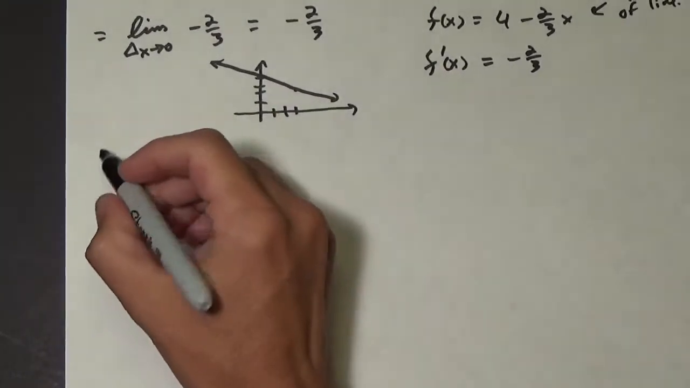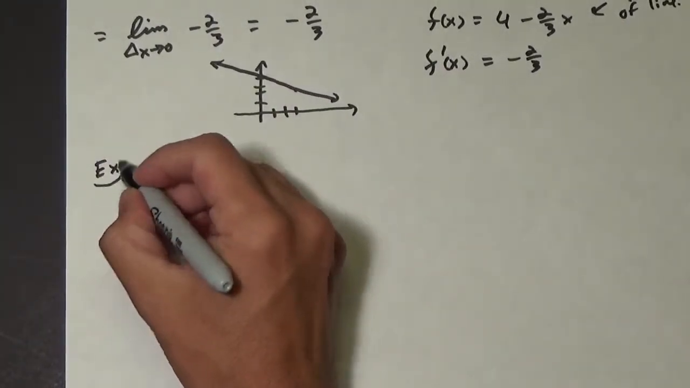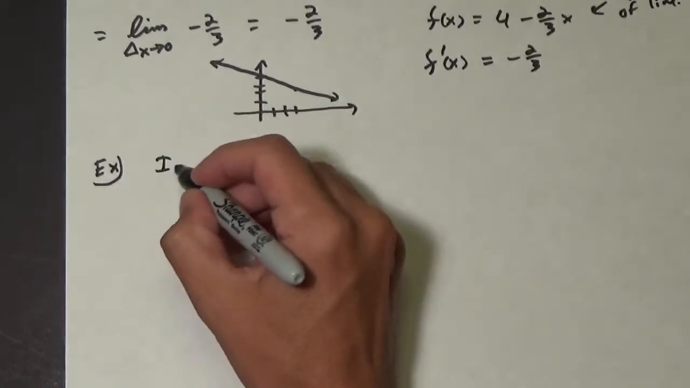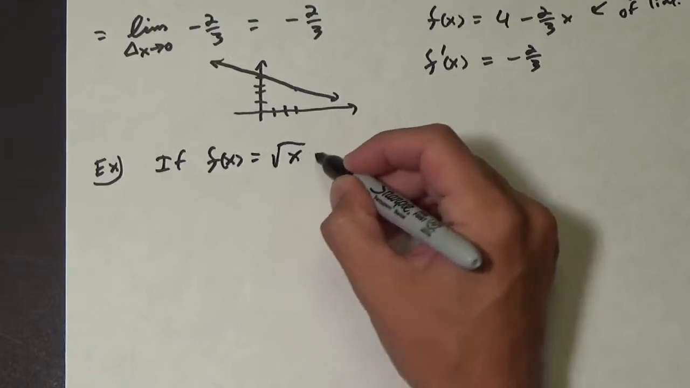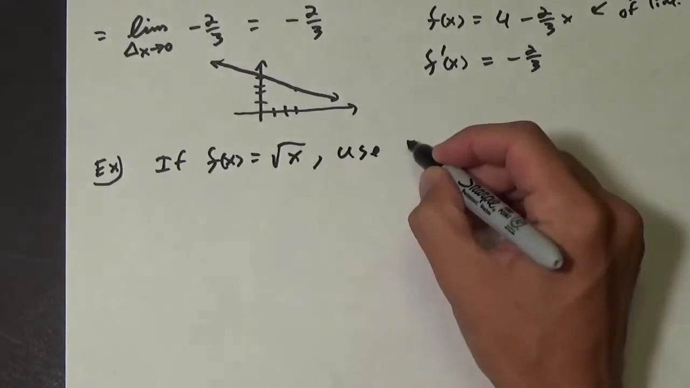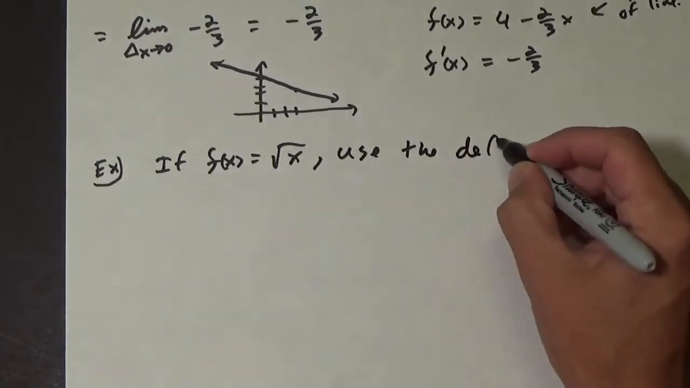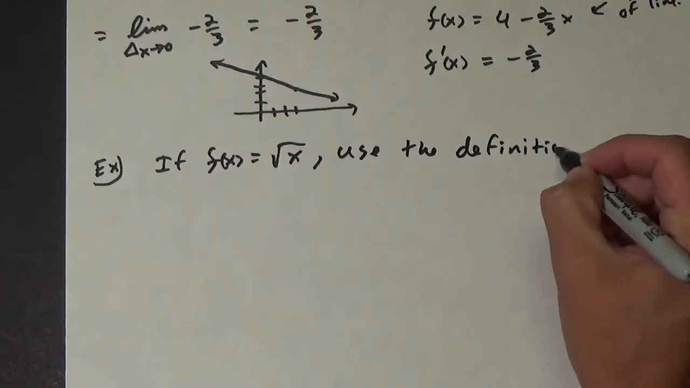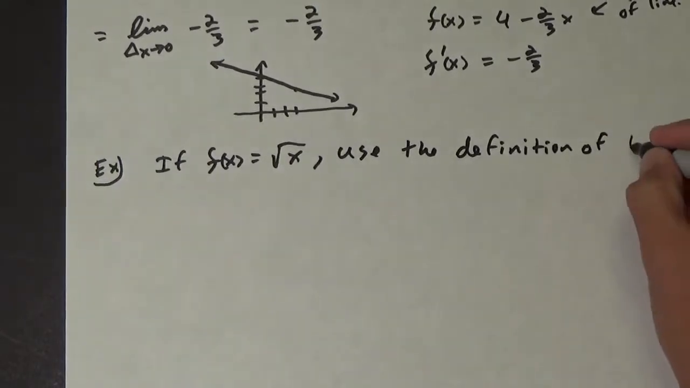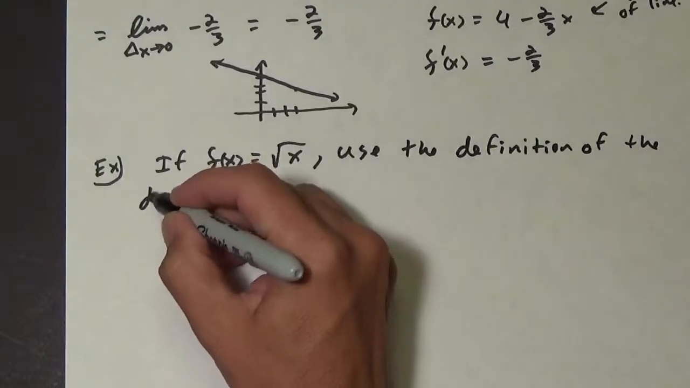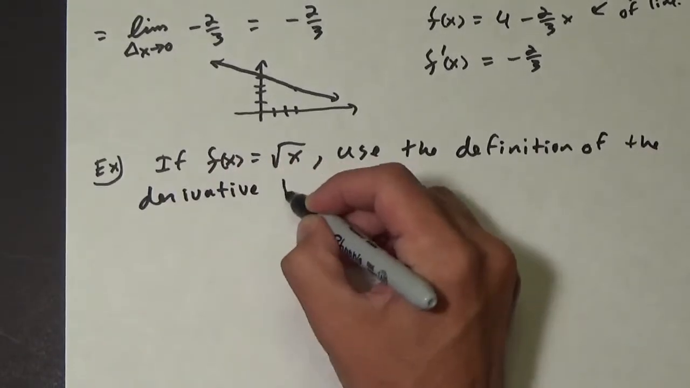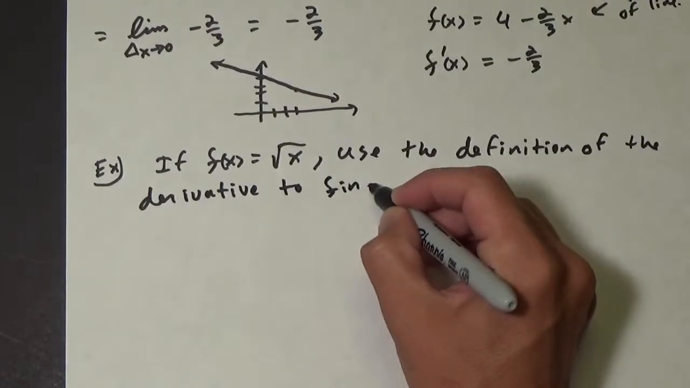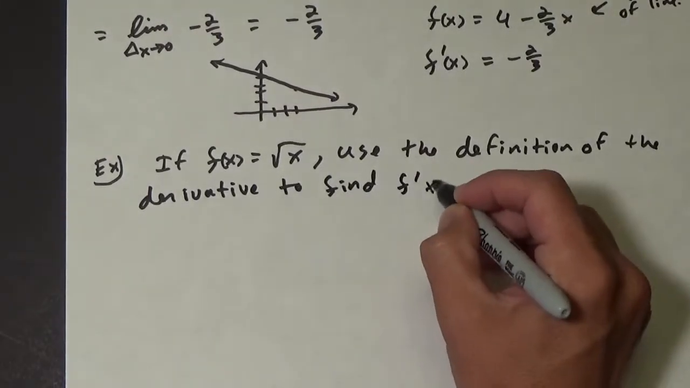Let's try another example, one that might not be as straightforward. If f of x equals the square root of x, use the definition of the derivative to find f prime of x.